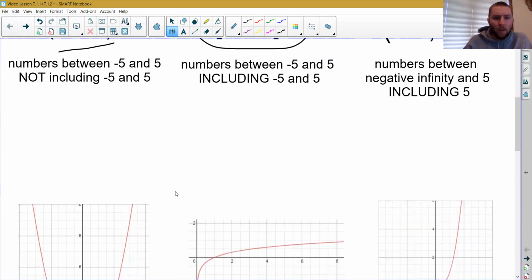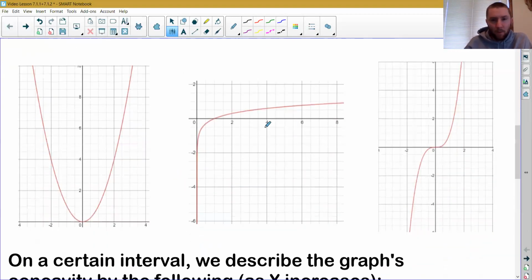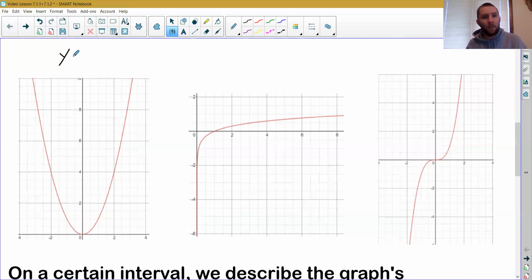So if we look at a couple functions, and hopefully we can see these all right, we have the function here, y equals x squared.